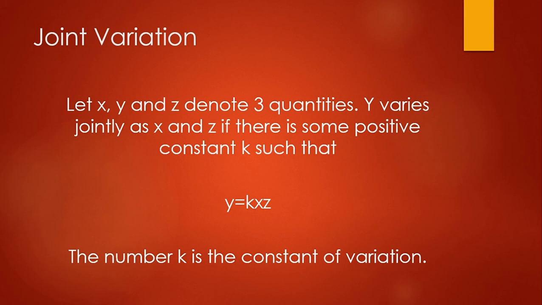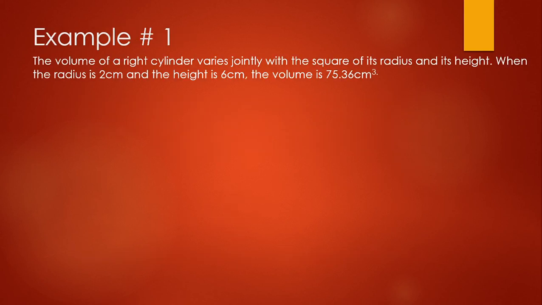Let x, y, and z denote three quantities. y varies jointly as x and z if there is some positive constant k such that we're going to have this formula y is equal to kxz, where the number k is the constant of variation. Again, the formula that we're going to be using is y is equal to kxz, where the number k again is the constant of variation. For you to further understand this, let's have an example.